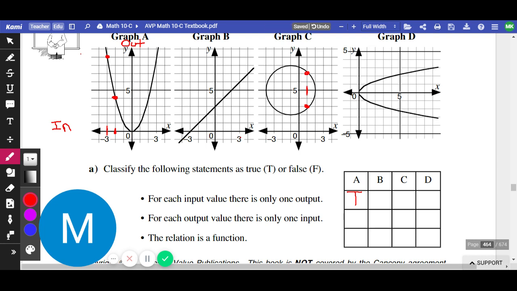For example, we do another one. Let's do -2. Input's -2. There's 2 spots on this graph where x equals -2. Right there and right there. This graph is an example of not having only one output for every input. So this would be false.